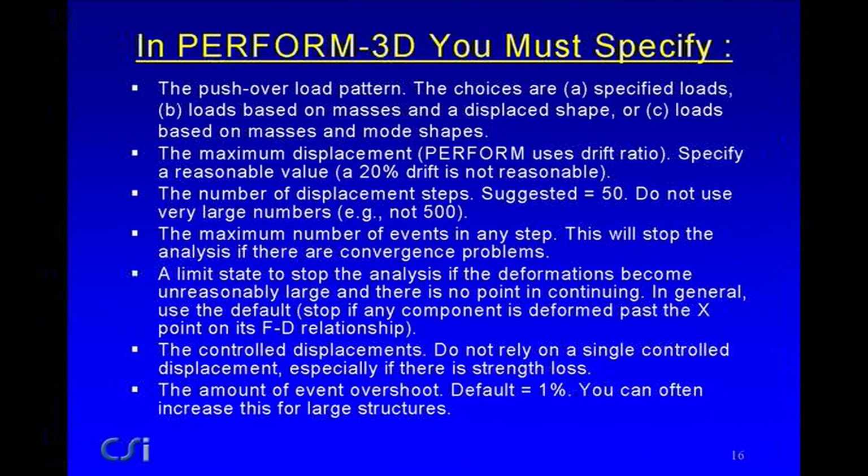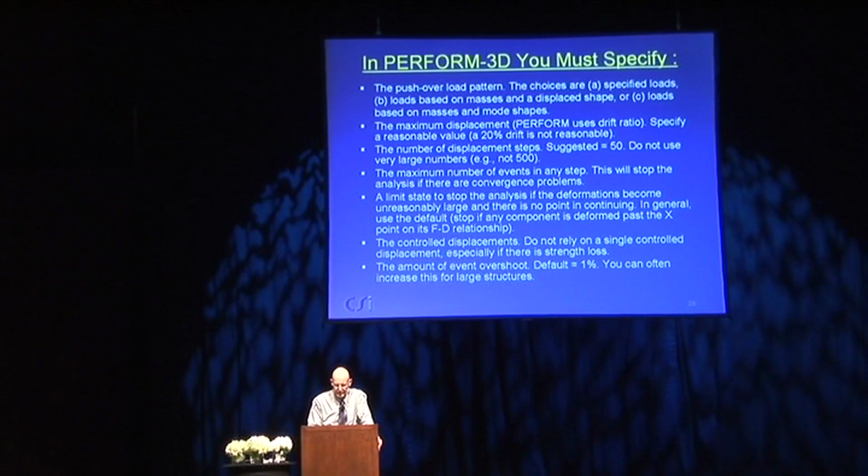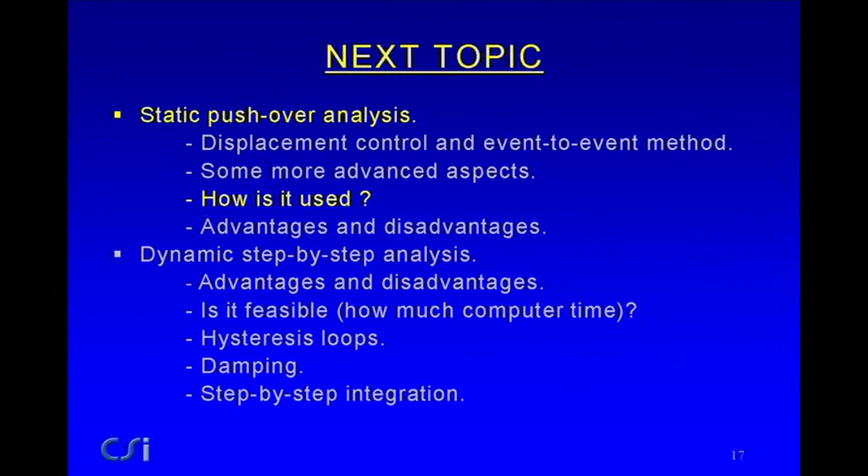And finally, the amount of event overshoot, and the default is 1%, and as I said before, you can often increase this number for large structures, and you can go as high as 20%. So next stop, we're still on static pushover analysis. Next event, how is it used?